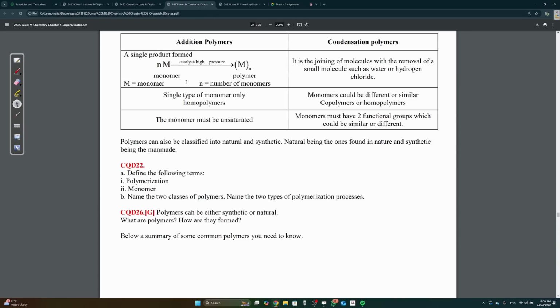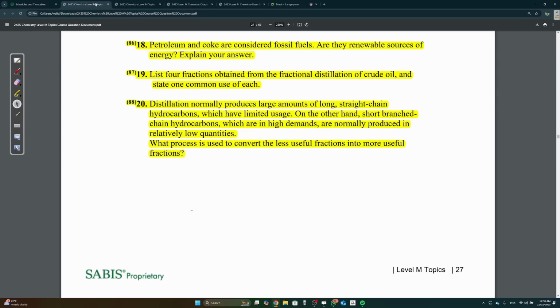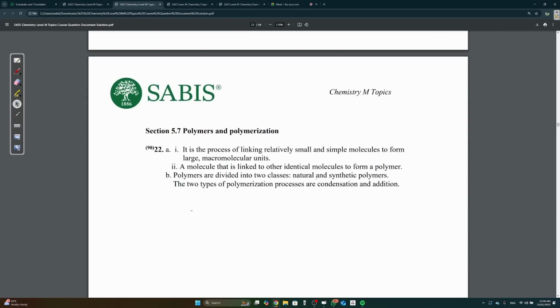Name the two classes of polymers. Name the two types of polymerization process. What are the two classes of them? Synthetic and natural. And what are the types of polymerization processes? Addition and condensation. Right?